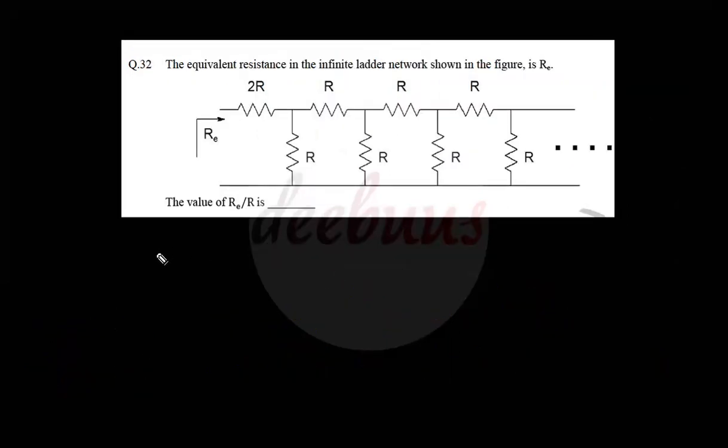So moving to the next 2 mark question. The equivalent resistance in the infinite ladder network shown in the figure is RE. Right? The value of RE by R is. Right? Here it is an infinite ladder network. I am actually splitting the ladder network as R, now another R, and it is repeating, right?